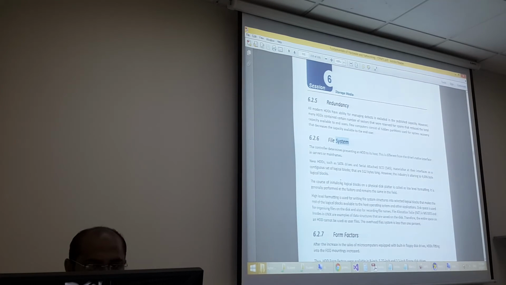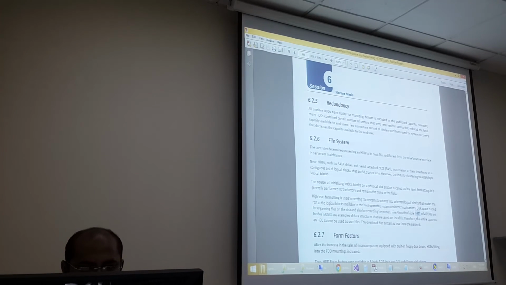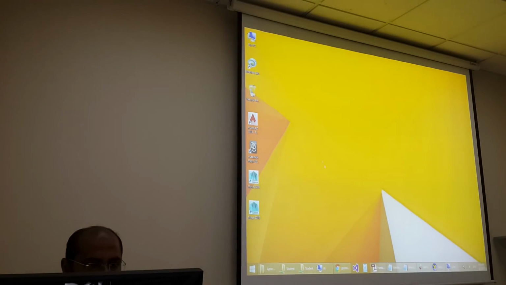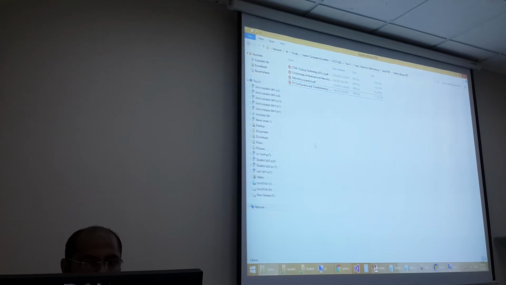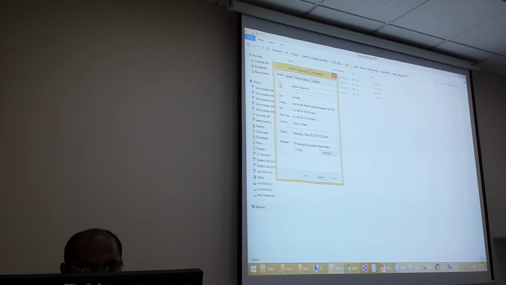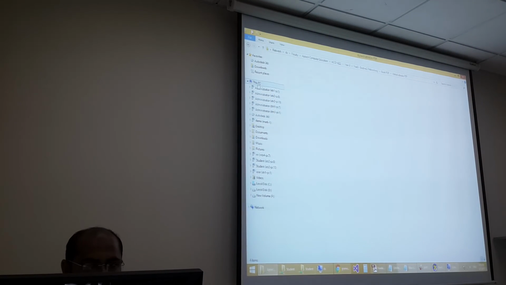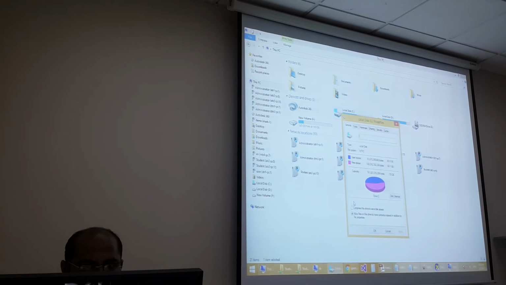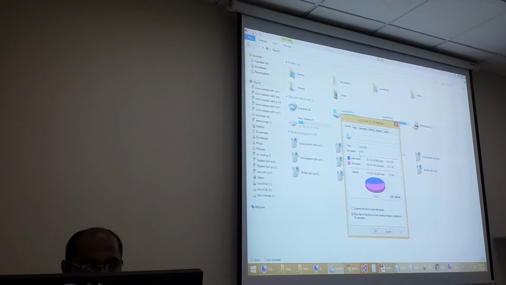File system control. This is the software part. There are two kinds of file systems in Windows. FAT is the old one, and the one that we are using is NTFS, New Technology File System. Let's take a look. You go to the drive, properties. NTFS, it's a file system. This is the newest one. This is the software part, which is provided by the operating system.